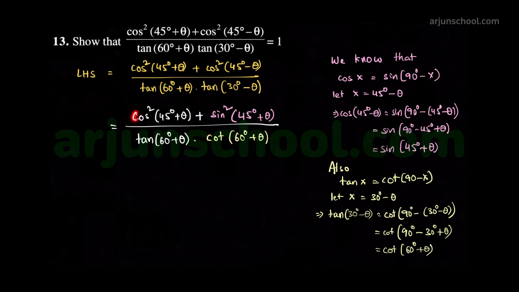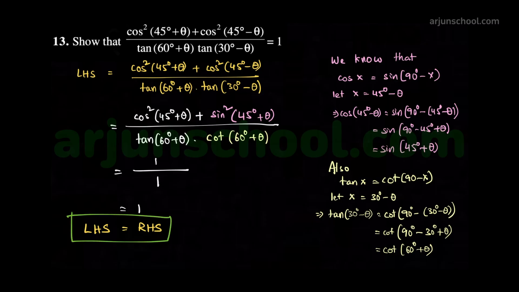Numerator is of the form cos² x plus sin² x, where x is 45° + θ. Therefore, we can write it as 1. In the denominator, it is of the form tan x into cot x, which is equal to 1. 1 by 1 is 1, which is equal to RHS. LHS is equal to RHS.